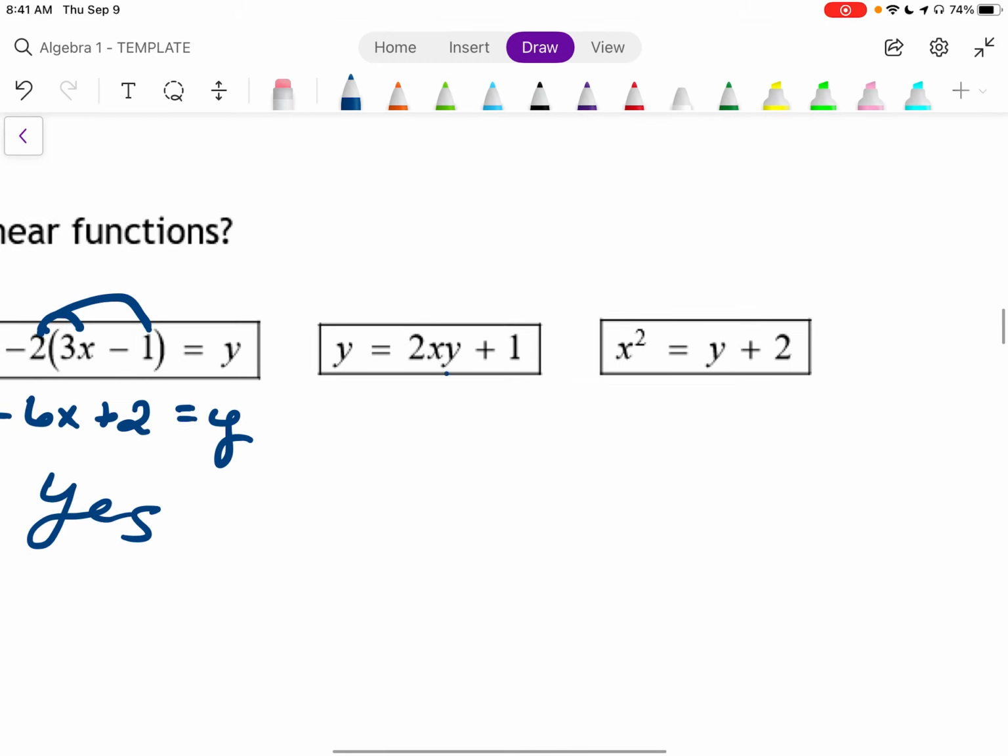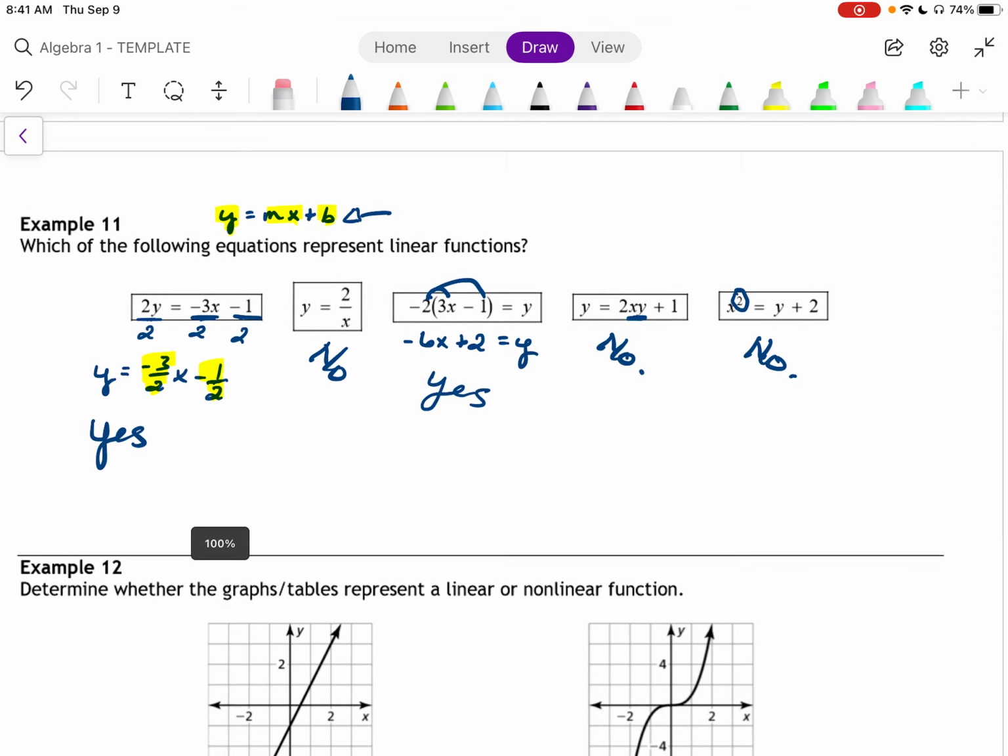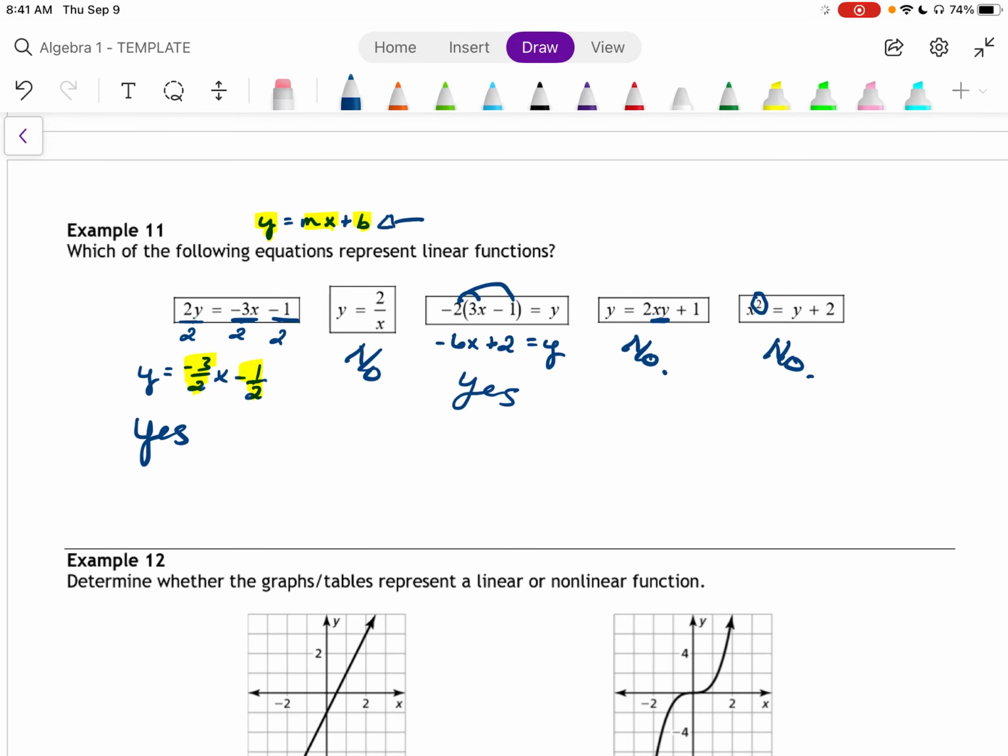This one here, we have x times y. You can immediately say no. It's not going to have an x times y. This one here, we have an x squared. That's not allowed either, so we can immediately say no to that one too, because we can't have that x squared. All right, so the only ones that were yes was this one and this one.